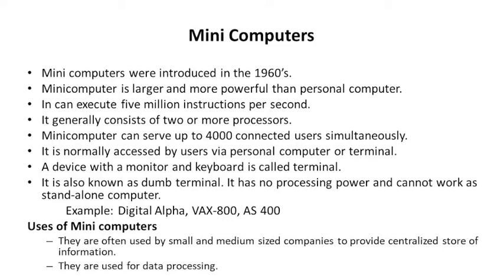Mini computers were introduced in 1960. They are larger and more powerful than the PC. They can execute 5 million instructions per second. They generally consist of two or more processors. A mini computer can serve up to 40,000 connected users simultaneously. It is normally accessed by users via a personal computer or terminal. A device with a monitor and keyboard is called a terminal.